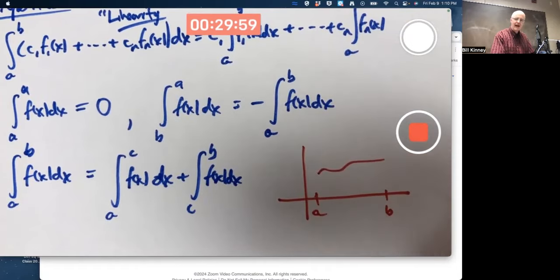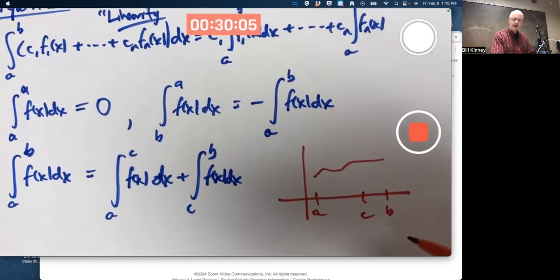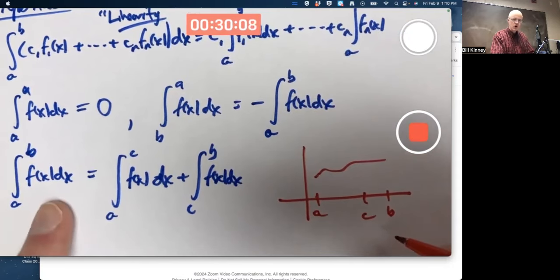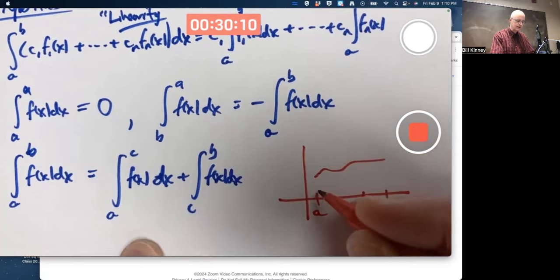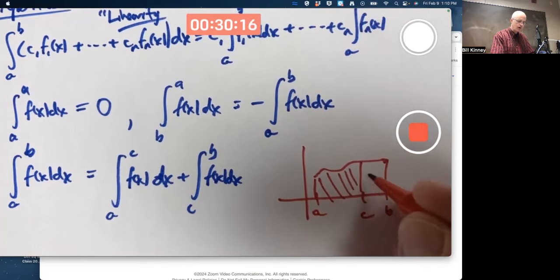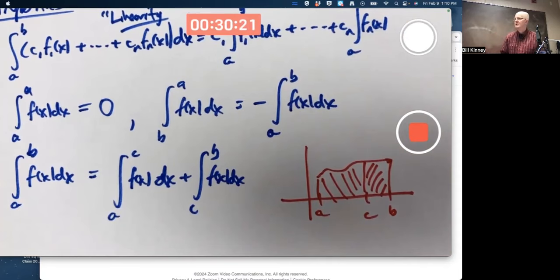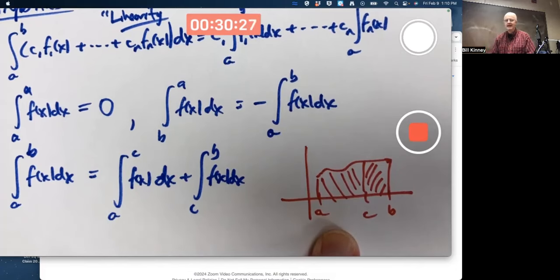If our function looks like that, and say c is between a and b, maybe right there, what this is saying is the total area under the curve is the sum of these two areas. You're splitting up the total area into the sum of two individual areas. Why might you want to do this? Well, it's commonly used when your function is piecewise. Maybe it has a certain formula when x is between a and c, and another formula when x is between c and b. You want to find the total integral from a to b. It might be easier to integrate each piece of the function then add the results.